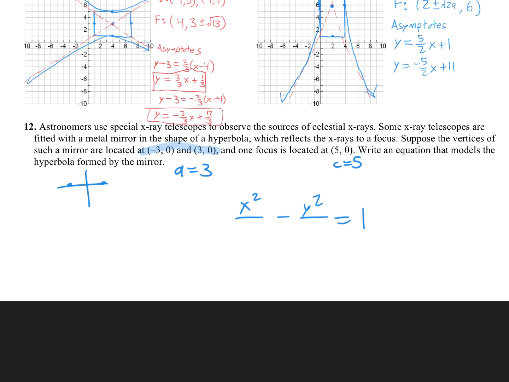All right, we have A, so A squared is 9. We need to find B squared, so we use this equation. A squared will be 9, C squared is 25, so B squared has to be 16. All right, and there's our equation.